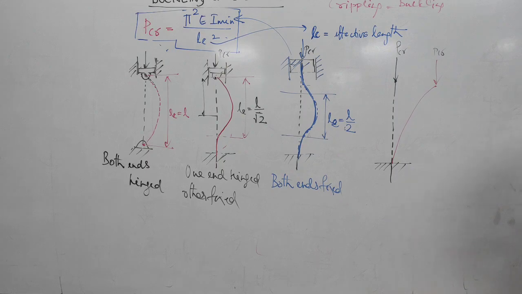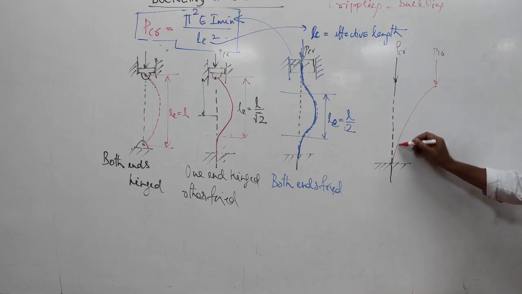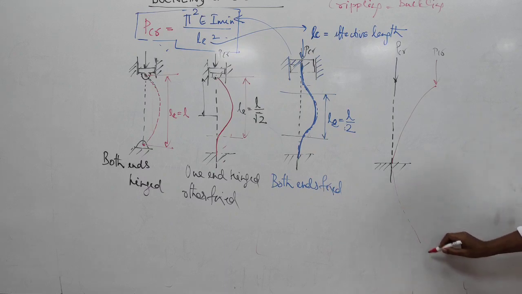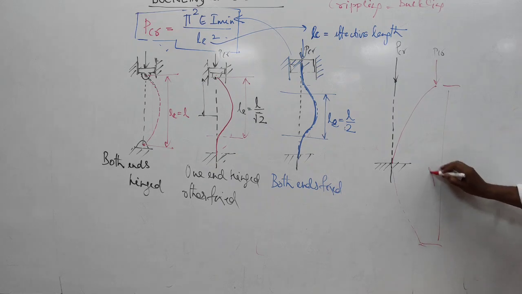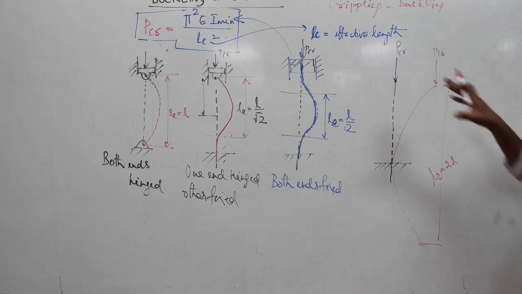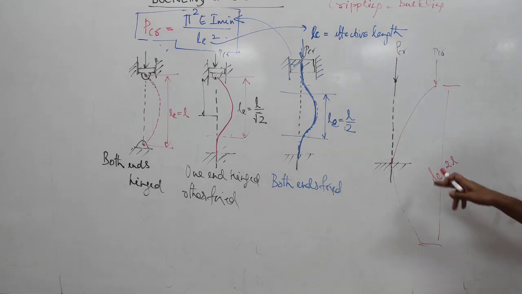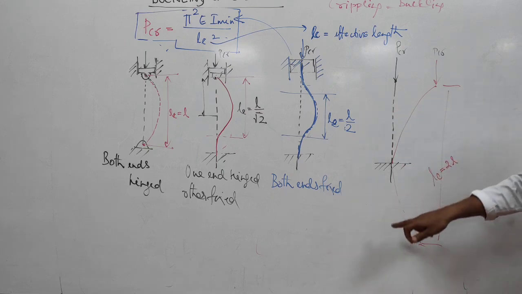In this case, you can imagine that this beam continues like this, and this whole beam is participating in bending. So in this case, the effective length is 2 times the actual length. In this way, you can find out the Euler's load for different cases. Now what do you write for this case?